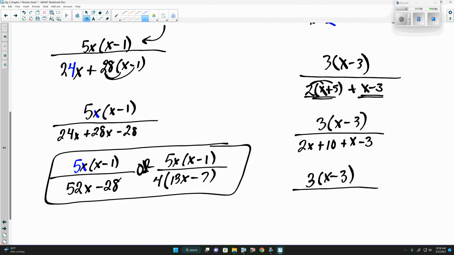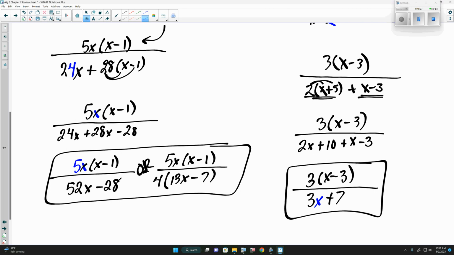Now we combine like terms in the denominator. 2x plus x is 3x. 10 minus 3 is plus 7. Any question of how we got to this point here? Is there a greatest common factor between 3x and 7? Now 7's prime. So there's nothing in common on top and bottom.